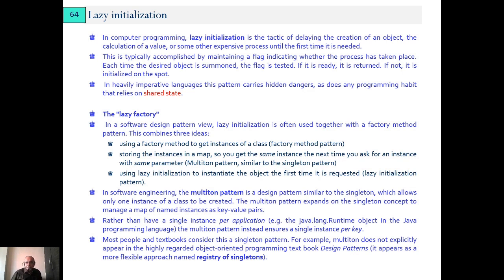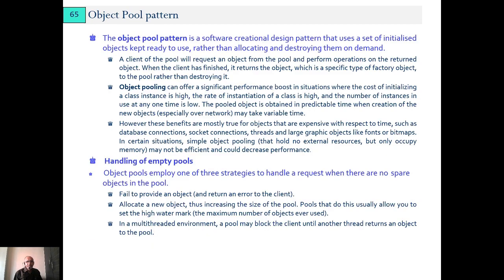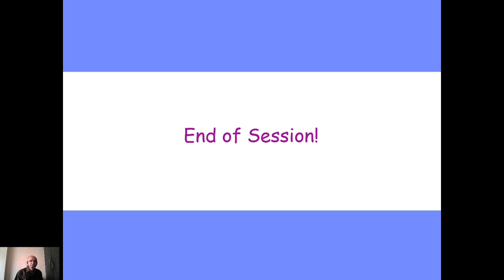So the multiton pattern in software engineering is similar to singleton, but it allows you to have only one instance per key and then use that instance. So you may have a more flexible approach: a registry of singletons that you can refer to. Object pool I discussed earlier, and the problem is handling empty pools, and there could be a performance boost in situations where the initialization cost of the classes is high. So probably that marks the end of the session.